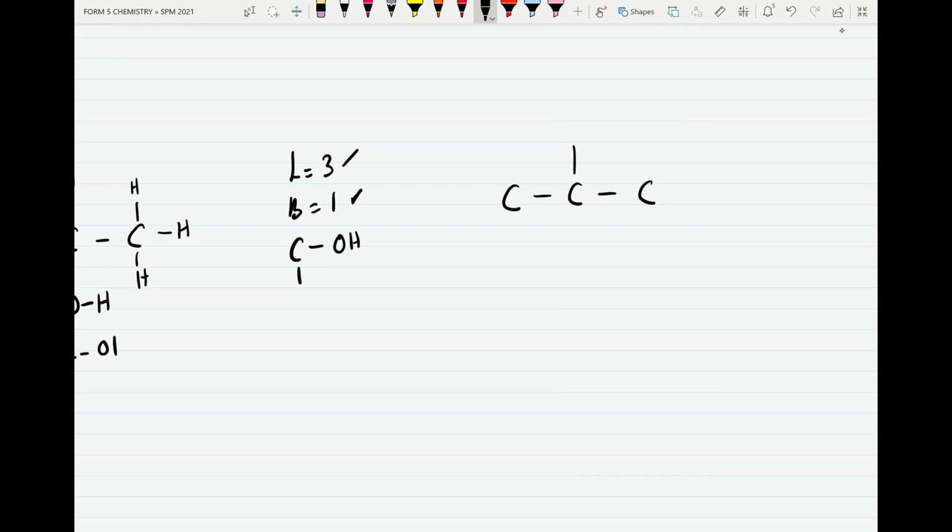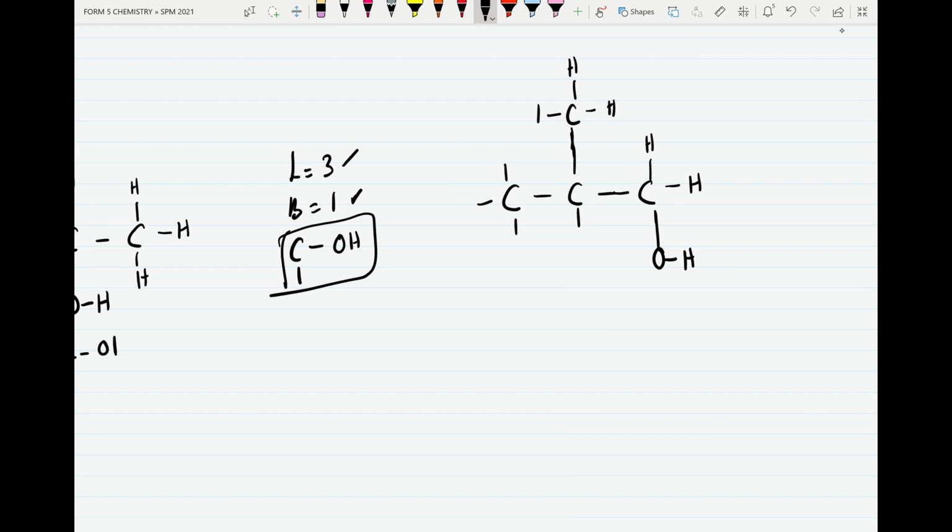So the branch will be this one. Each carbon must have 4 bonding. The functional group starts at carbon number 1. So 1, 2, 3, one functional group. Please break like this. Each carbon must have 4 bonding. So 1, 2, 3, 4, 5, 6, 7, 8, 9. So we already got C4H9OH, the molecular formula. Okay, we have already drawn the second isomer.